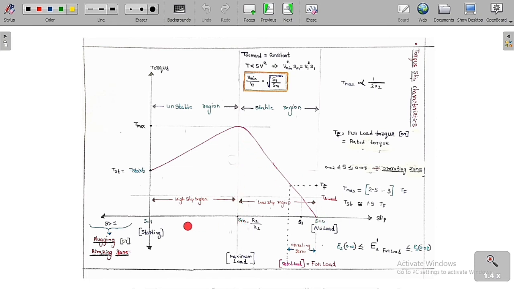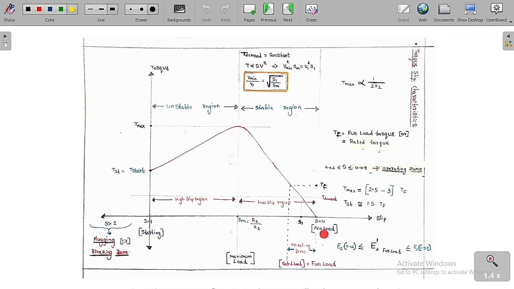Whereas from Sm to S equal to 1, this is called the high slip region or unstable region. Torque is inversely proportional to S. As S increases, the torque decreases. Whenever S is equal to 1, the rotor speed is equal to 0. This is called the starting condition or the standstill condition. So the torque there is called the starting torque, T starting torque.